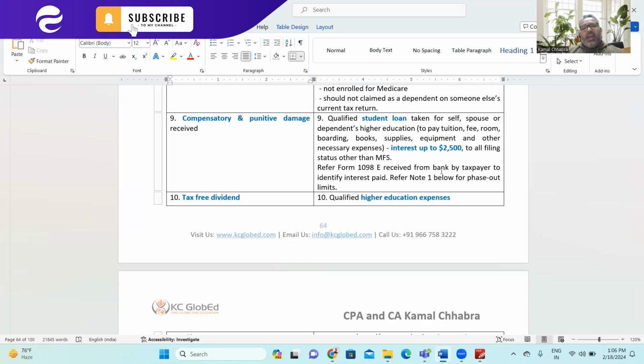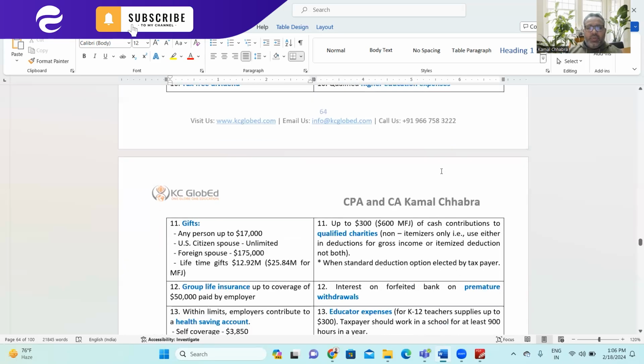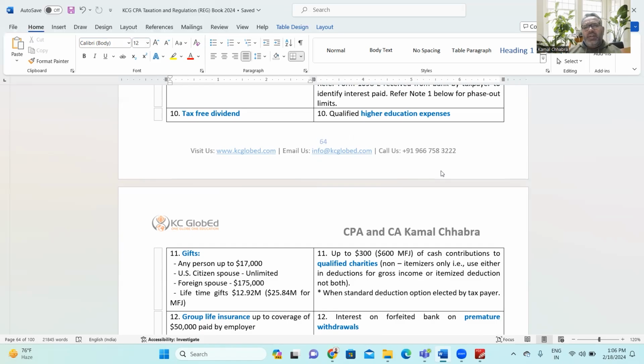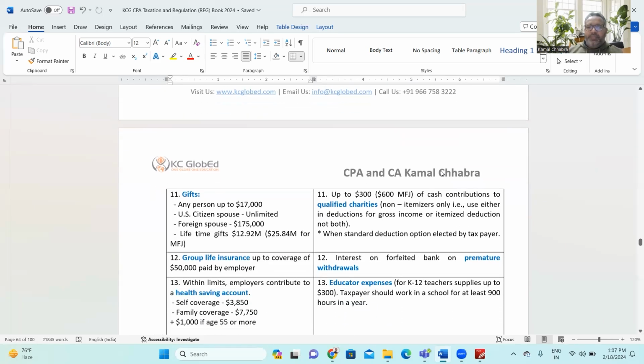Next is qualified higher education expenses. So there are certain limits which we'll be discussing when we study the educational tax credit. There are certain expenses up to which, for higher education for yourself, your spouse, and the children, can be made, and that can be considered as an exclusion or deduction to arrive at adjusted gross income.